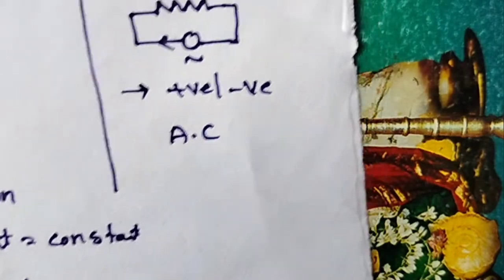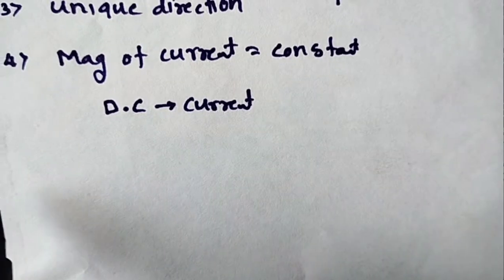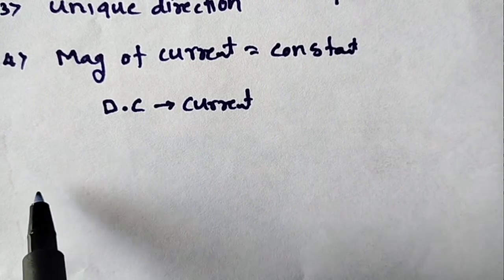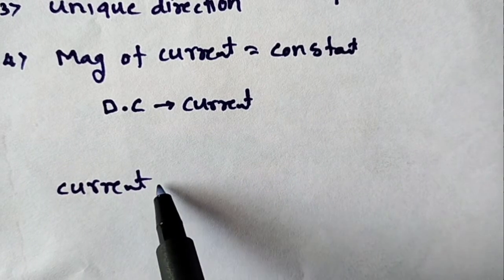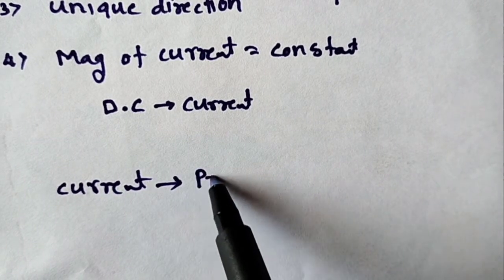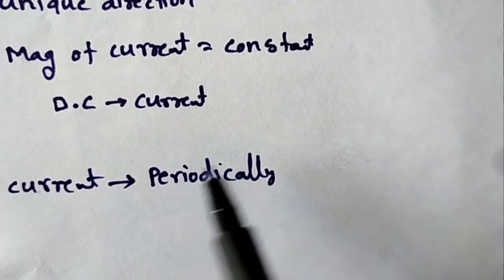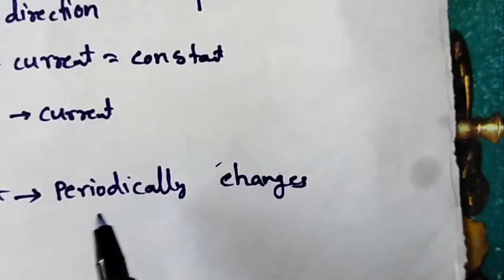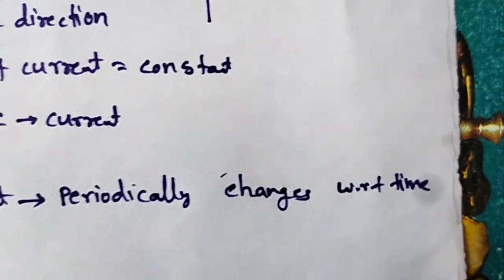And here, what are some applications of the AC current? First one, this is AC current. The current always changes periodically with respect to time. First point, with respect to time.